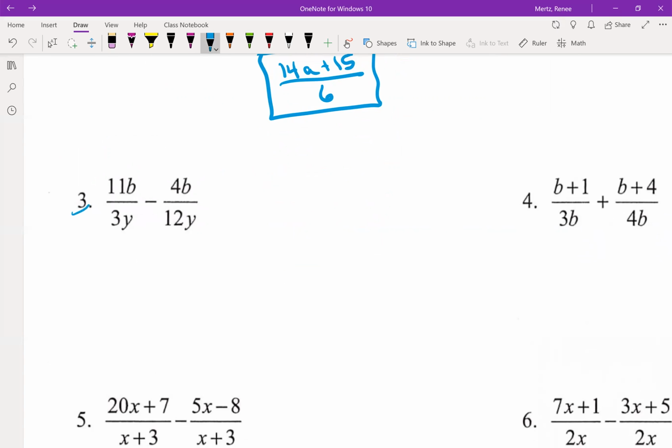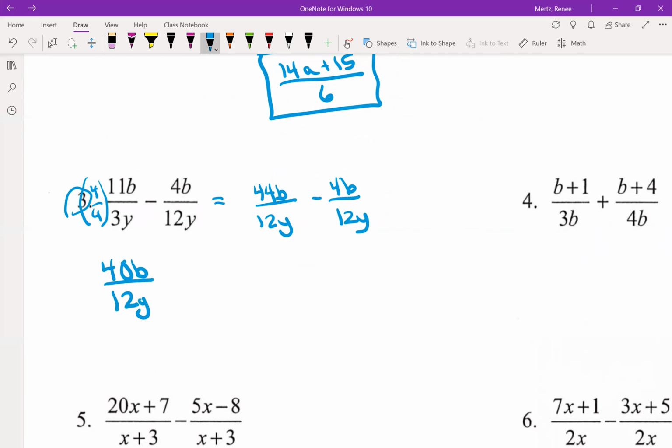We'll do 3 next. Getting a common denominator would be 12. So multiplying this one by 4 over 4. So I have 44b over 12y minus 4b over 12y. When I subtract, I get 40b over 12y. When I reduce, then I can divide them each by 4. So I get 10b over 3y. You could also put 40 over 12 in your calculator to see if it works.